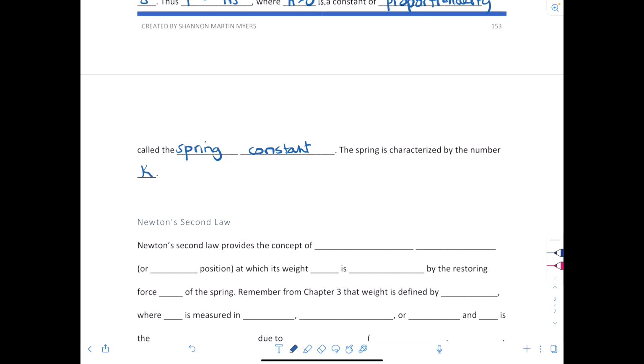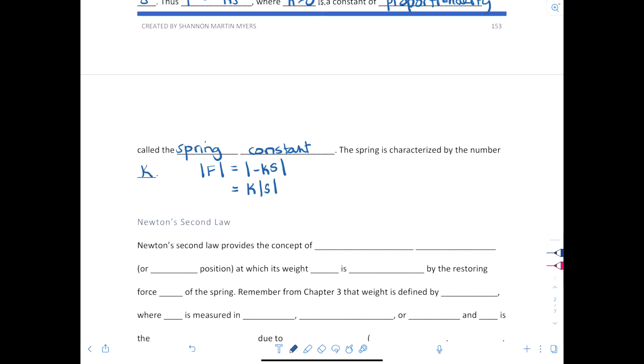So, the absolute value of the force is equal to the absolute value of negative k times s, and you'll just get k, because k was greater than 0, times the absolute value of s. The negative is just the absolute value of negative 1.